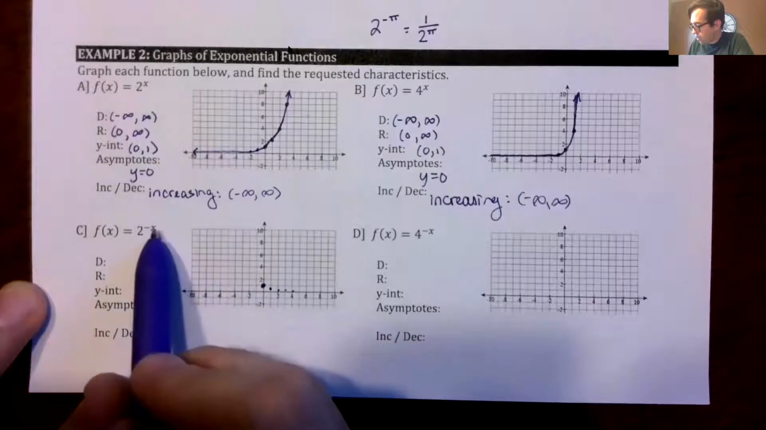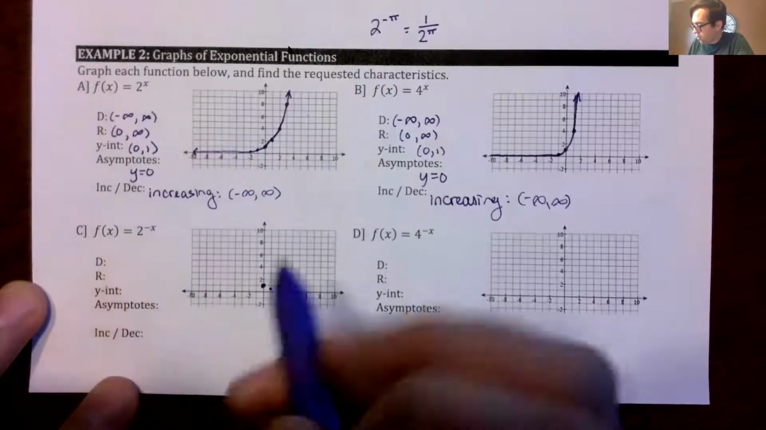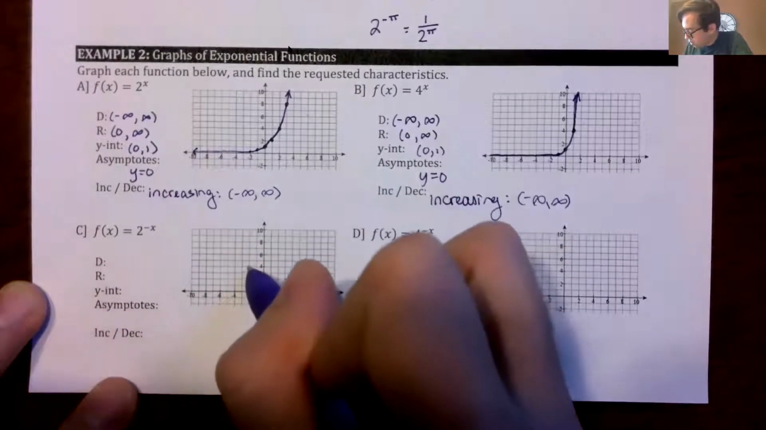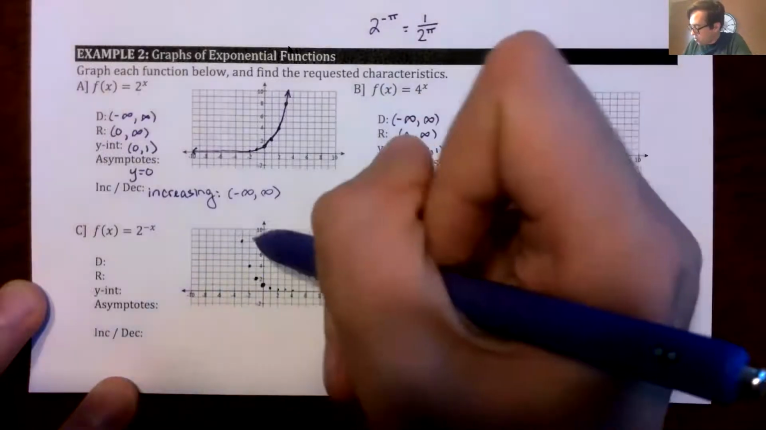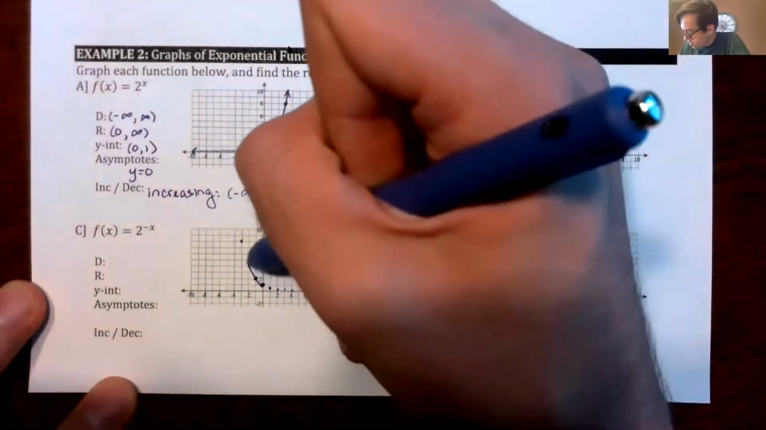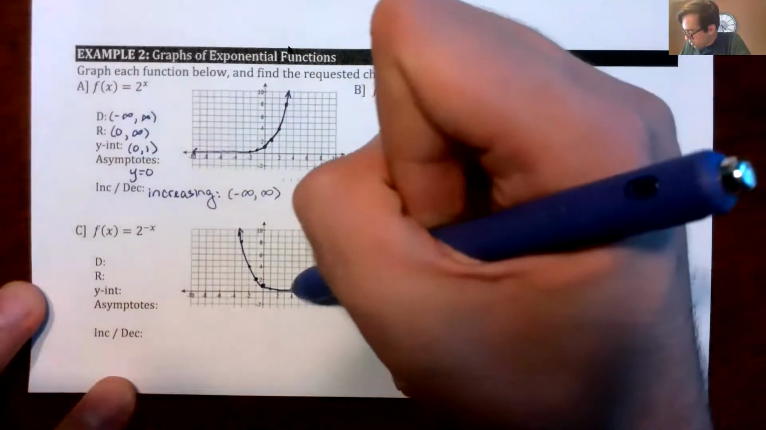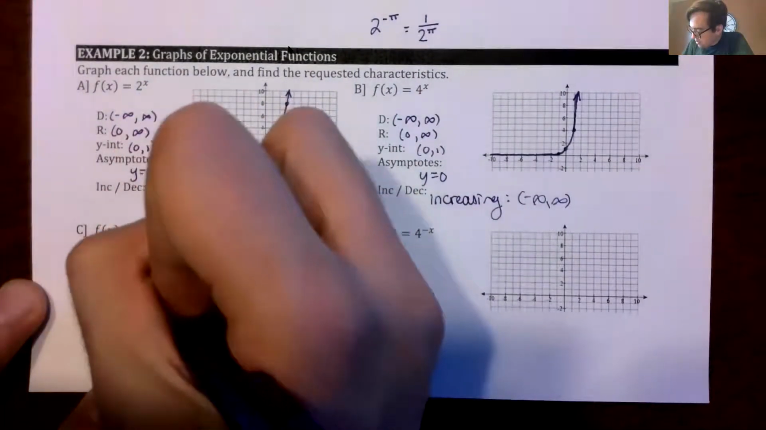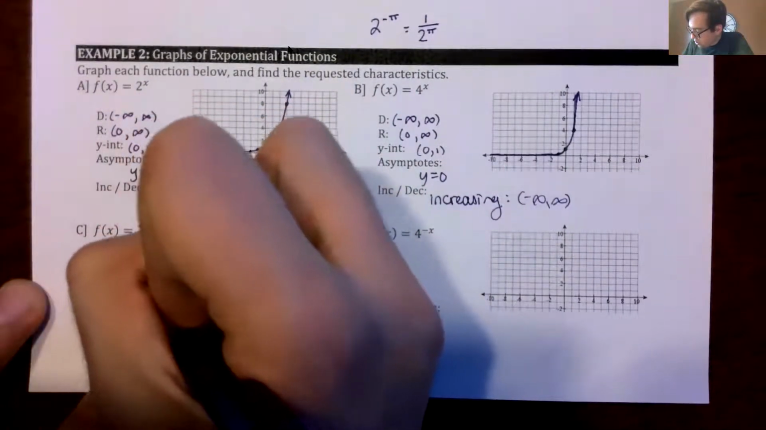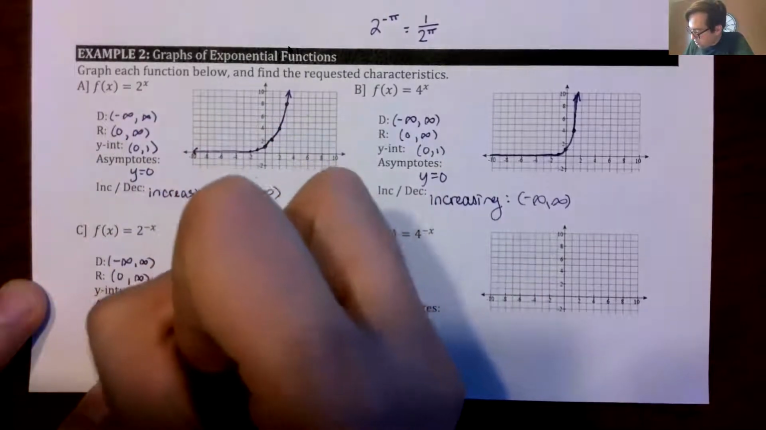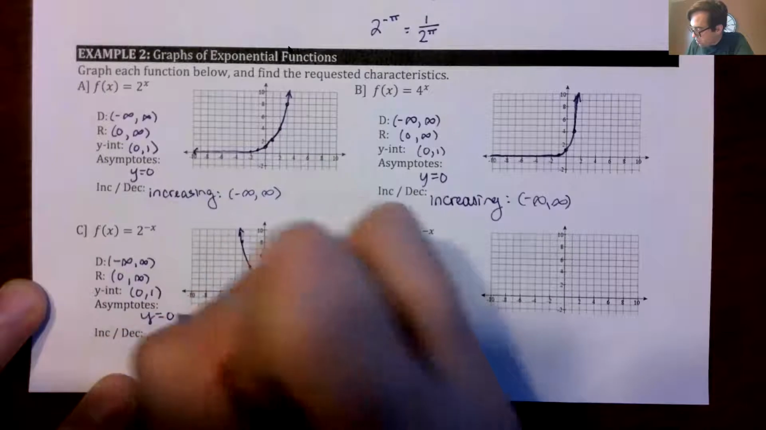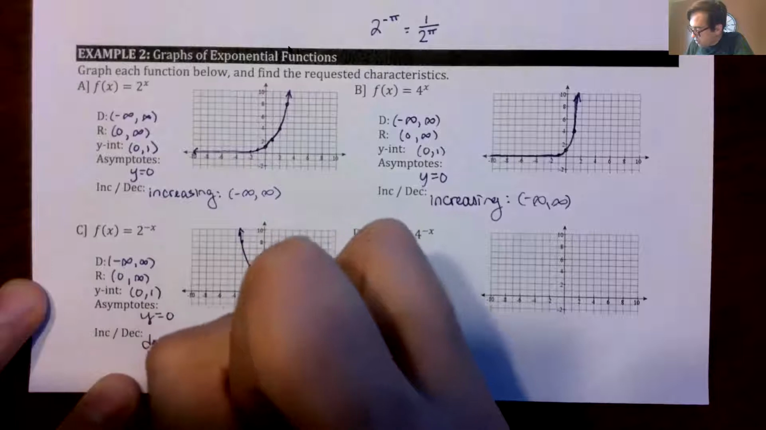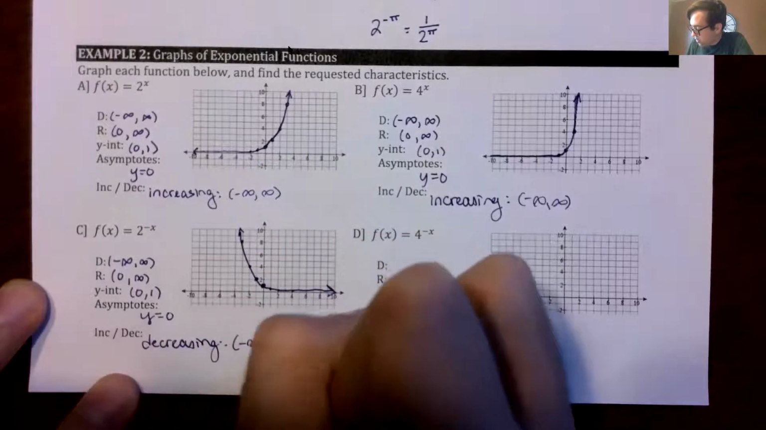So if we plug in -1, we get 2 to the +1. Plug in -2, we get 2 to the +2, which is 4. And then we're going to get 8. So the whole thing flipped around. Looks like that. Our domain is still the same. Our range is still the same. Our y-intercept is still the same. Our asymptote is still the same. And the only thing that's different is that now we're decreasing from -infinity to infinity.